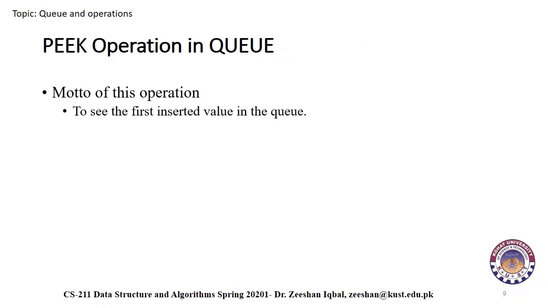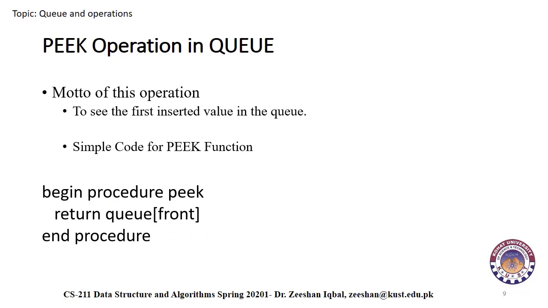The motto of this operation is to see what is the element at the front of the queue. In stack, this was known as the top value. We will see what the value is at the front of the queue without removing it. This function helps to see the data at the front of the queue. The algorithm of the peek function is as follows. Beginning procedure peek, we have to return the queue front value, ending the procedure. The implementation of the peek function in C programming is integer peek, and we have to return queue of front value to the calling statement.